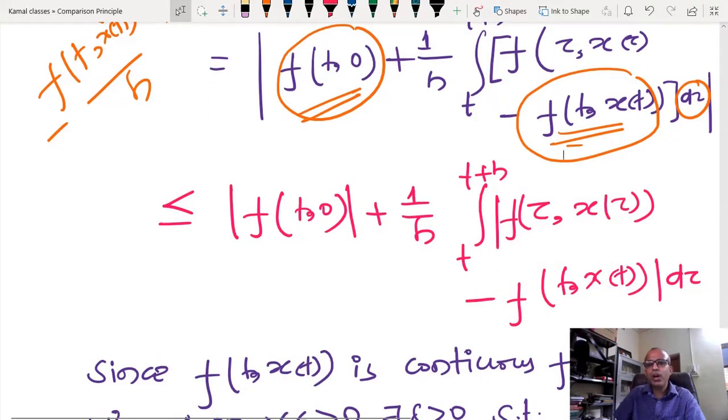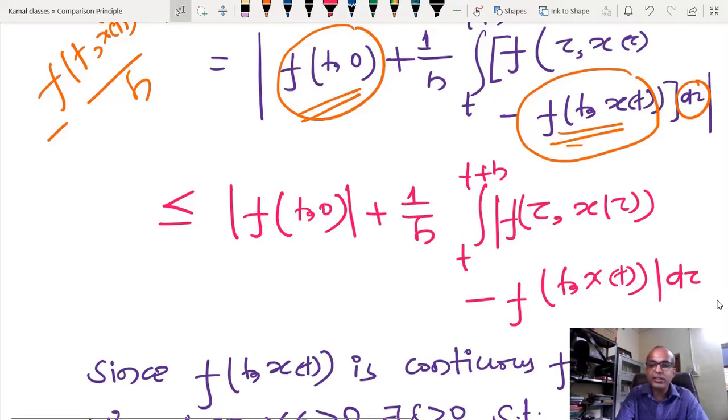Okay, now what I have to do is apply the norm inequality. Either you can take the absolute value of this or the absolute value of the individual terms, then also there is no problem. Now you can see that here I have f(tau) x(tau), and f(t) x(t) is here.